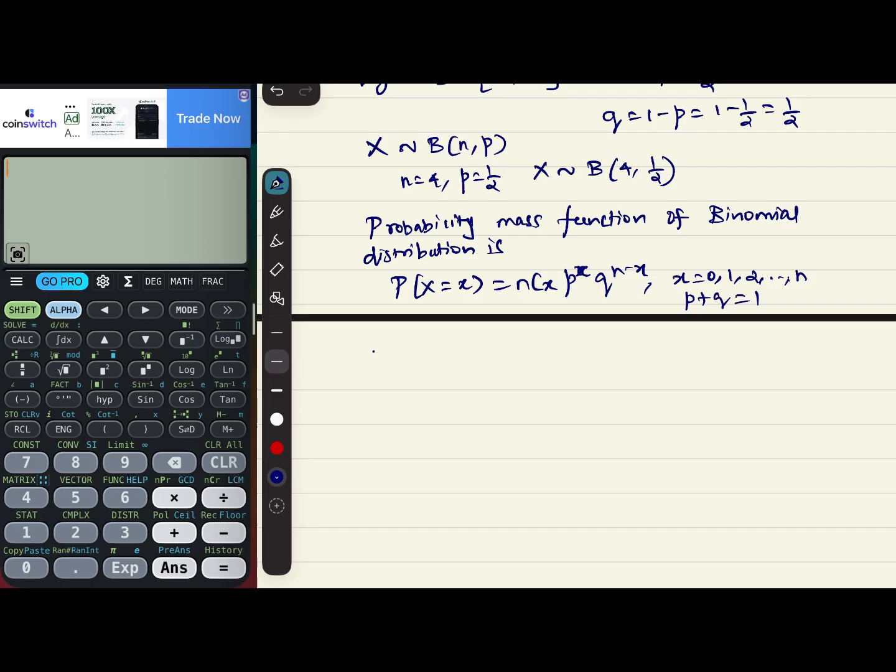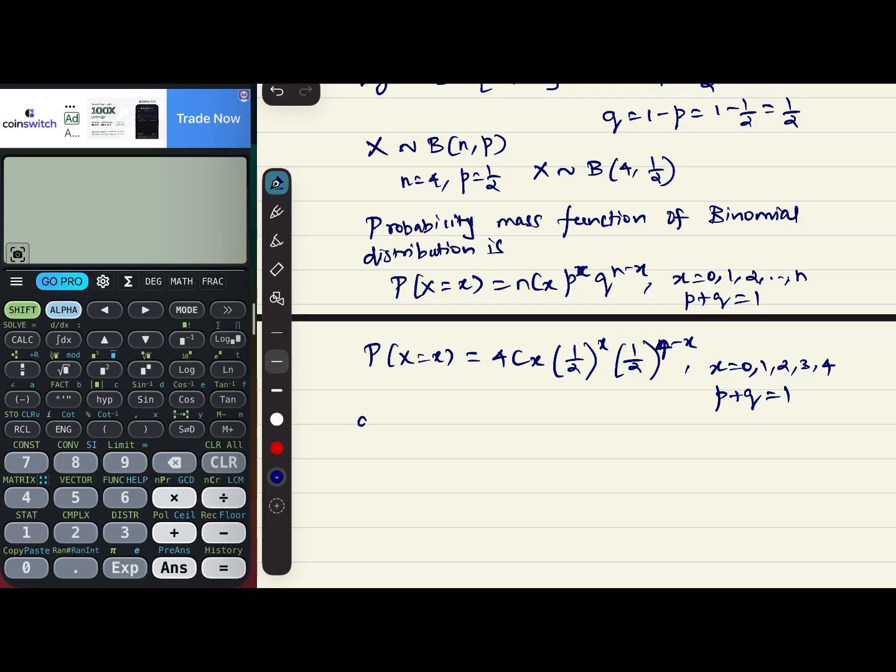So here, what will be your n? n is 4, 4Cx, p is half power x, q is half power n minus x. What is n here again? n is 4, okay, 4 minus x. Therefore, you can see x runs from 0, 1, 2, 3, 4, and probability of success and failure sum is going to be 1. Okay, all right. Now we have defined this. Now let us go with this first question.